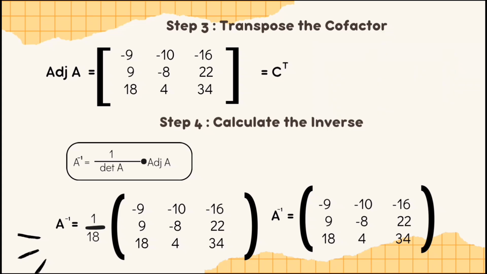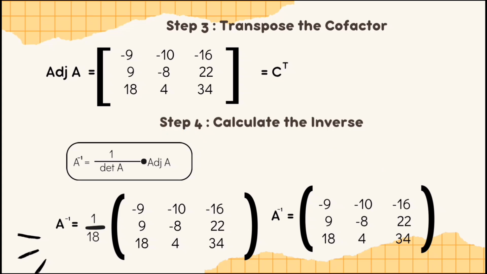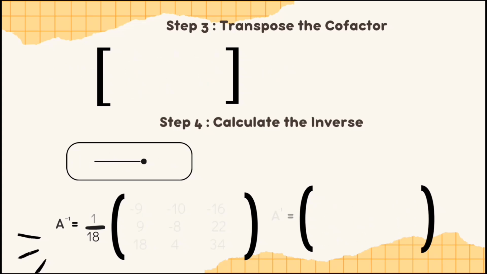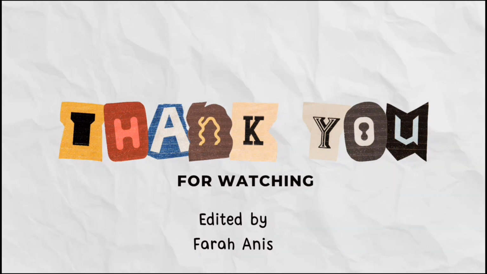The last step, we substitute the value of the determinant and the adjugate of A into the formula: A inverse equals 1 over determinant A times adjugate A.